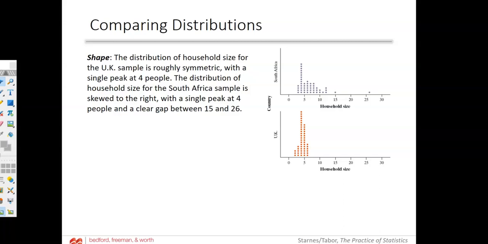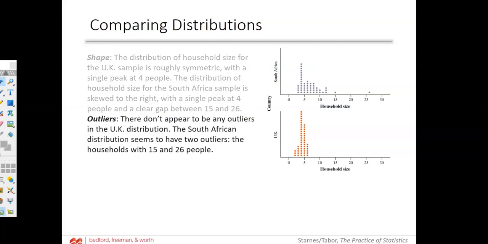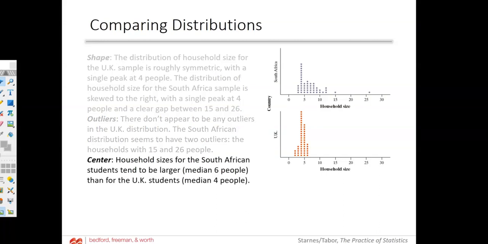But the distribution of the South Africa definitely looks skewed to the right. Maybe even an outlier. We'll talk about that in a second. They're over near 26 to 27. So it certainly doesn't look like any outliers for UK. There's no values that are far apart from wherever the median or the mean is there. The South Africa looks like it for sure probably has one at 27 and maybe one at 15 as well. That one's a little more iffy, but certainly one for sure at 27.